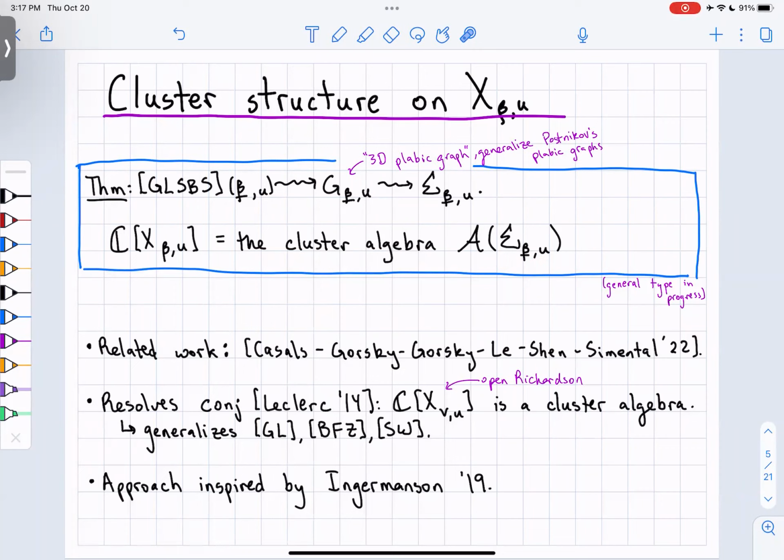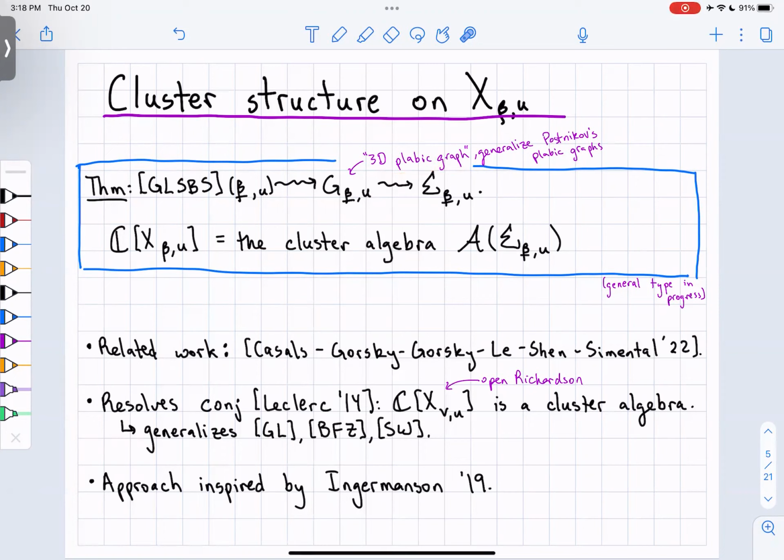So we call these 3D plabic graphs for historical reasons. Plabic graphs, which are planar bicolored graphs, were used by Postnikov to study these positroid varieties, and these are kind of upgradings of these planar bicolored graphs to bicolored graphs in 3D. So that's why they're called that.